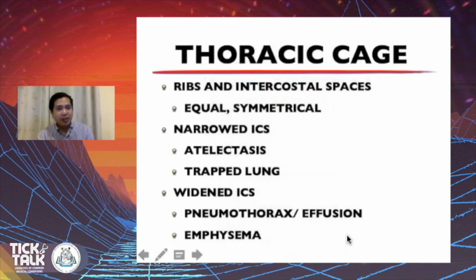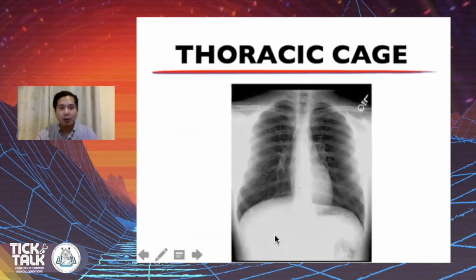Now, we proceed to the T part. We're on the second T for thoracic cage. These are the things that we look at: the ribs and the intercostal spaces. This should be equal and symmetrical. A narrowed intercostal space may signify atelectasis or trapped lung, while a widened intercostal space might signify pneumothorax or pleural fluid or effusion, and in some cases also emphysema. Again, this is a normal film. The ribs and intercostal spaces are equal and symmetrical.